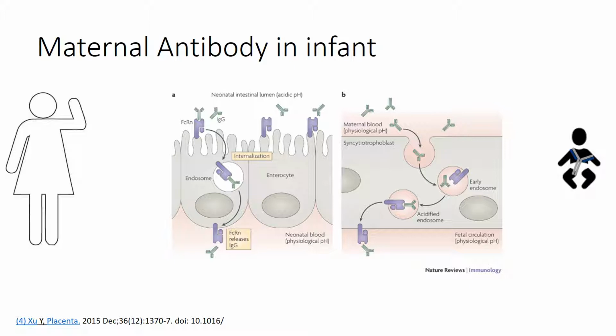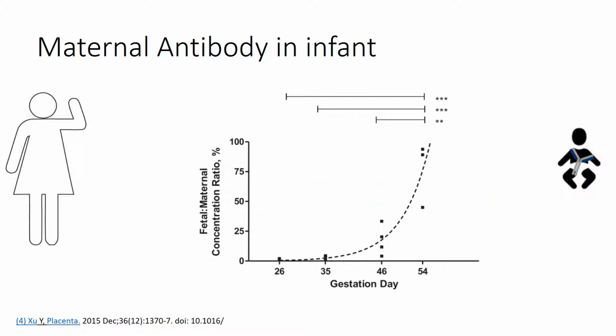This knowledge should make us think twice before considering data obtained from mice as true for women. Moreover, the transfer seems to occur during the whole pregnancy, but with an increasing rate. Then, most of the antibodies are transferred during the third trimester.